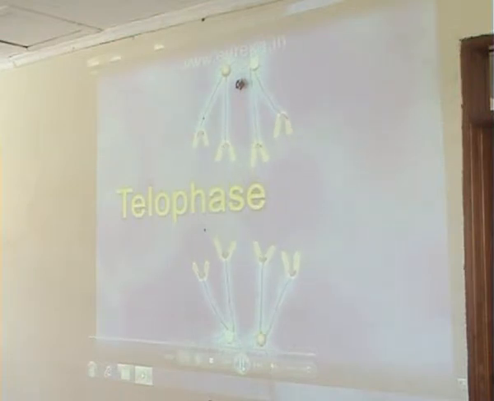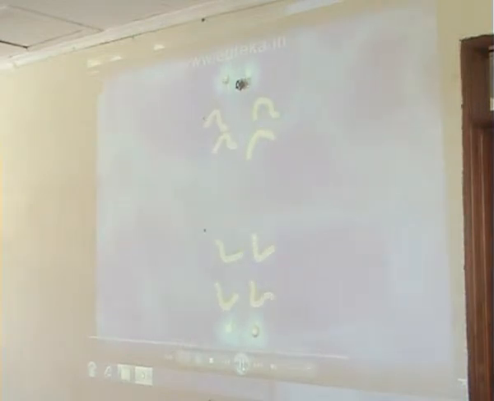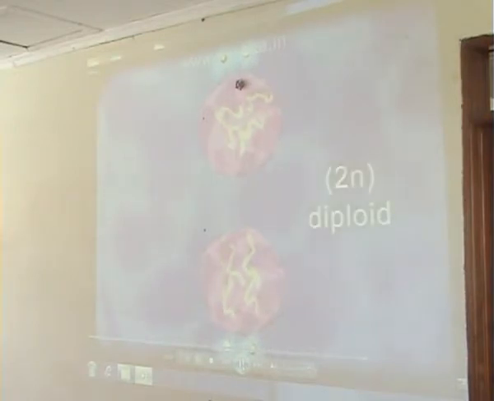Telophase. The chromosome reaches the pole from the equator due to the pulling of the spindle fibers and forms a new nucleus. The number of chromosomes remains the same.